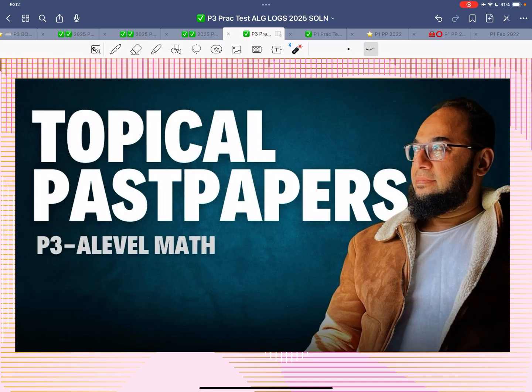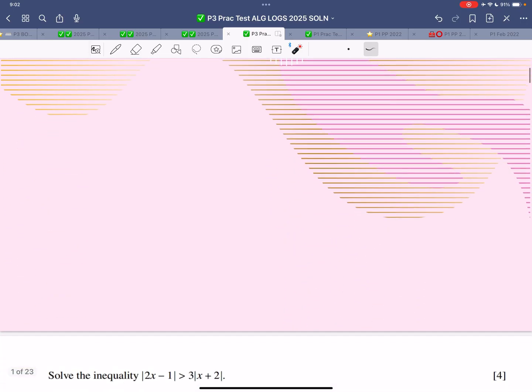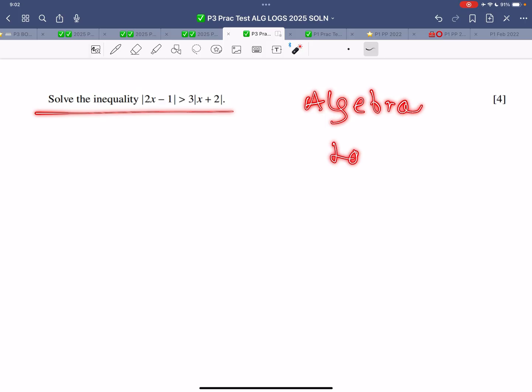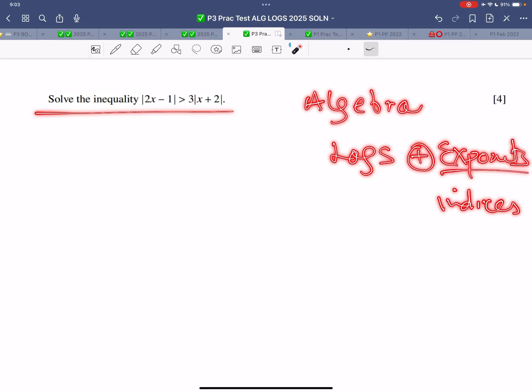So now let me solve this particular test. This is a collection of different questions from different past papers. Now the test is on algebra and logarithms, logs and indices, or logs and exponents. I think everyone knows that exponents is another name for indices.